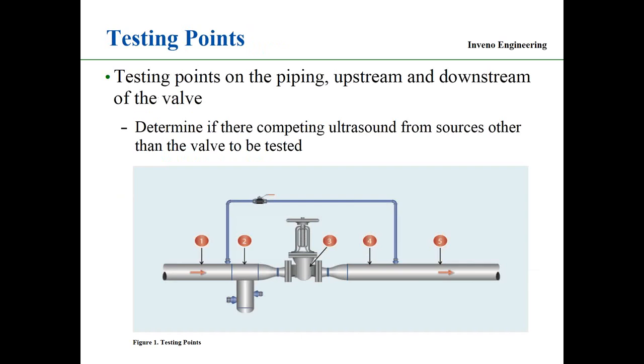The thing about it is the testing points on the piping, upstream and downstream of the valve. We have to take several testing points. As shown on this print, we have test points upstream, 1 and 2, at the valve, at the discharge side of the valve, which is the discharge passage of the valve, is test point 3, and test points 4 and 5. Why are we taking the test points? We're looking to see if we have competing ultrasound that could be throwing our reading off, coming from upstream or downstream, and knock out that competing ultrasound.